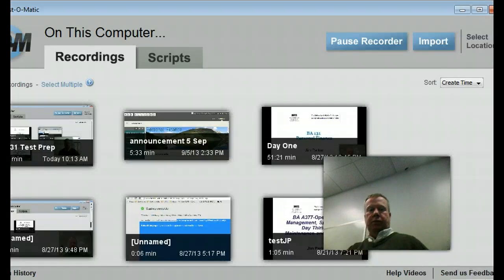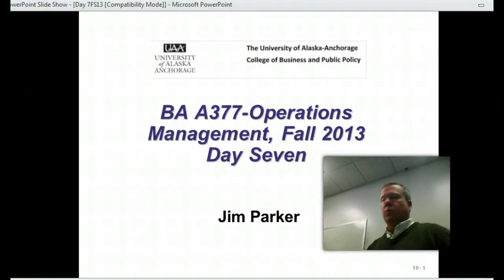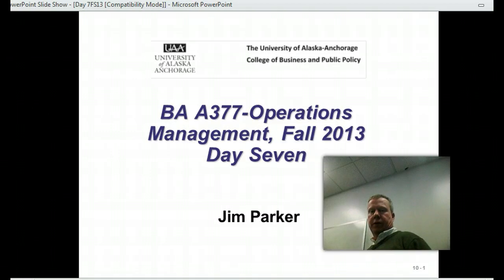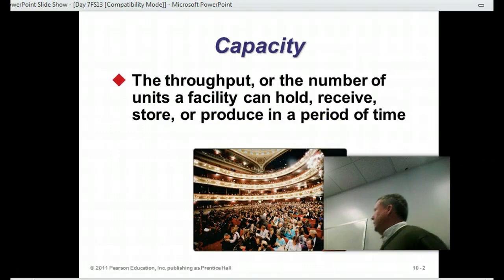All right. So what we're going to talk about tonight is, well, we're going to be on day 7 here, and it's going to be capacity primarily. Does anybody have any questions before we get started? Capacity has to do with being able to produce the number of items that you need in terms of production, supplementing whatever design you came up with.